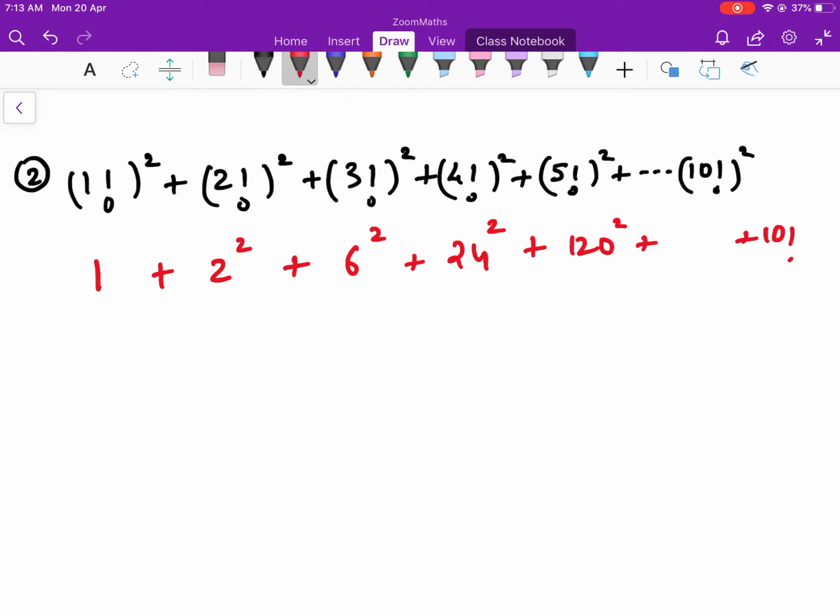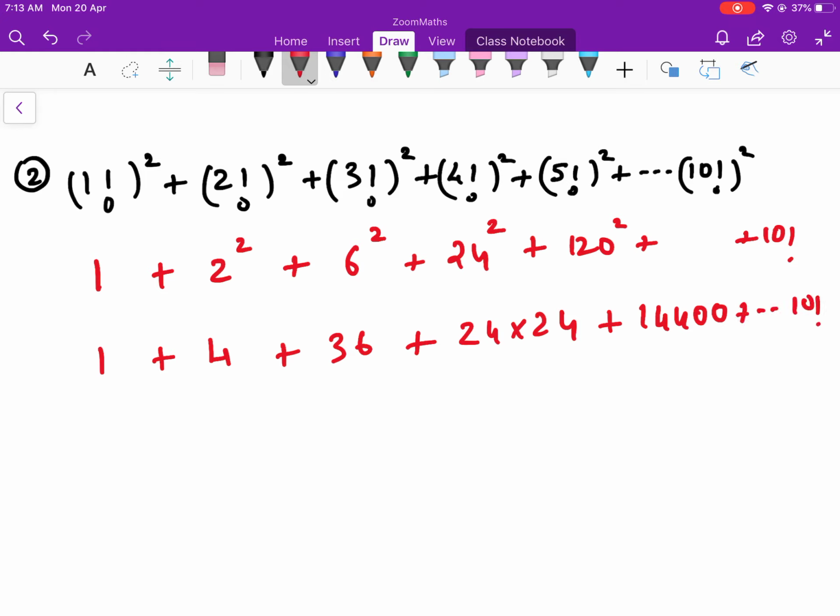120 into 120 is 14400. So don't worry. So add these: 1 plus 4 plus 6 square, which is 36, plus 24 square. 24 square, if you know the square, is 576, or you can take it as 24 into 24, plus 120 square, 14400, till 10 factorial. So you don't worry about this part, because you're always going to get 0 in the units digit, so nothing to be worried.